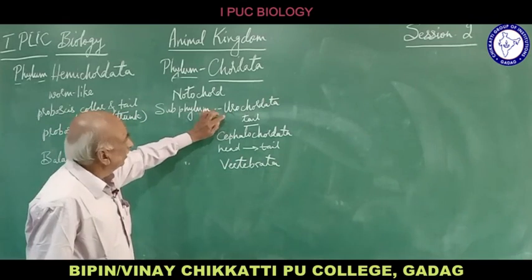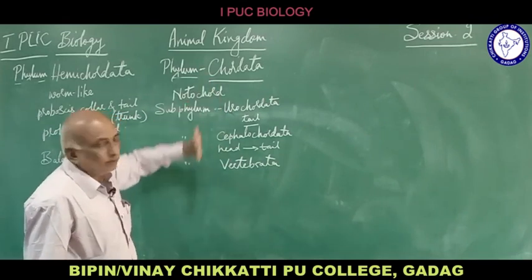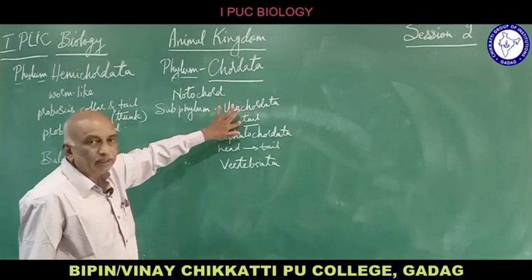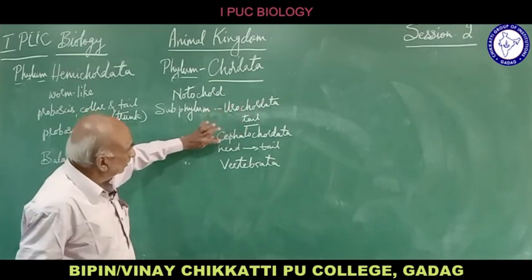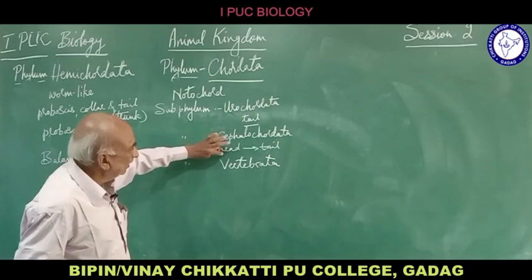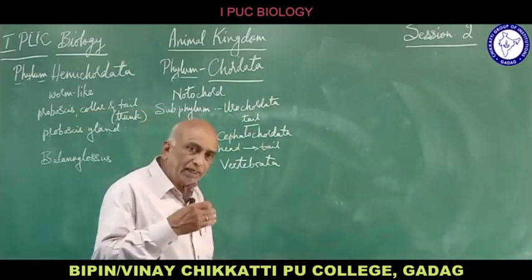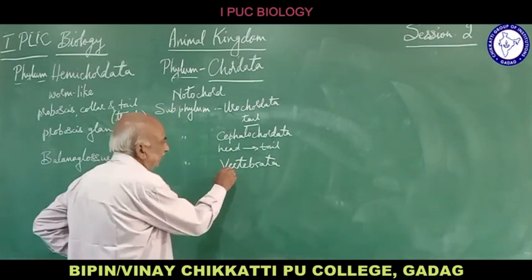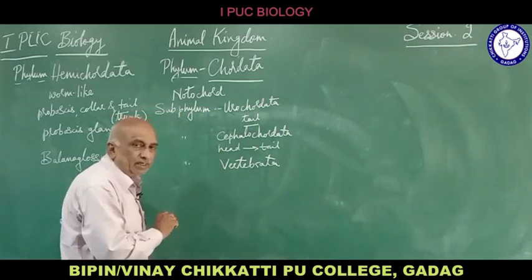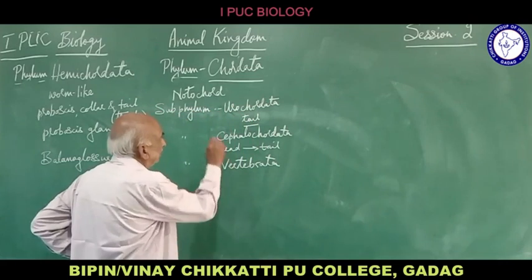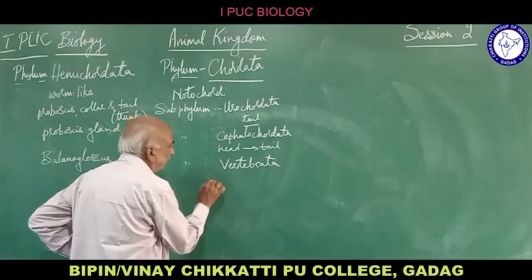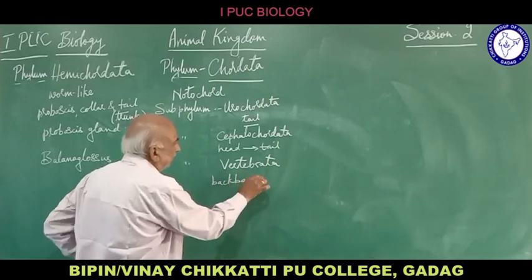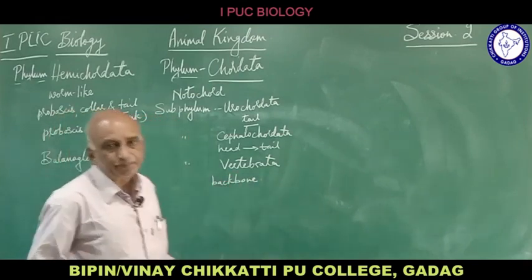Urochordata means other characters are common to Chordata, but the notochord is restricted to the tail only, present only in the tail region. In Cephalochordata the notochord is present from head till tail, and it remains throughout life. And in the case of Vertebrata, it is present from head till tail, of course, but the notochord is converted into what is called a backbone. Here it is not converted into a backbone.